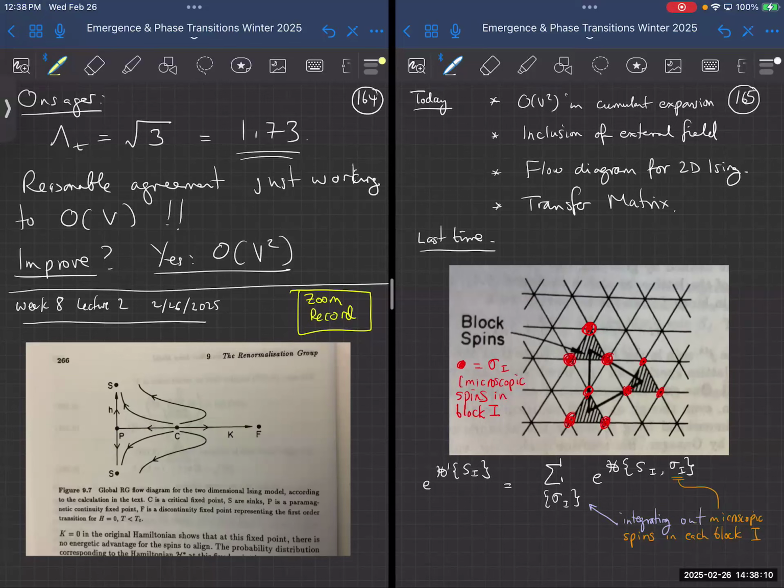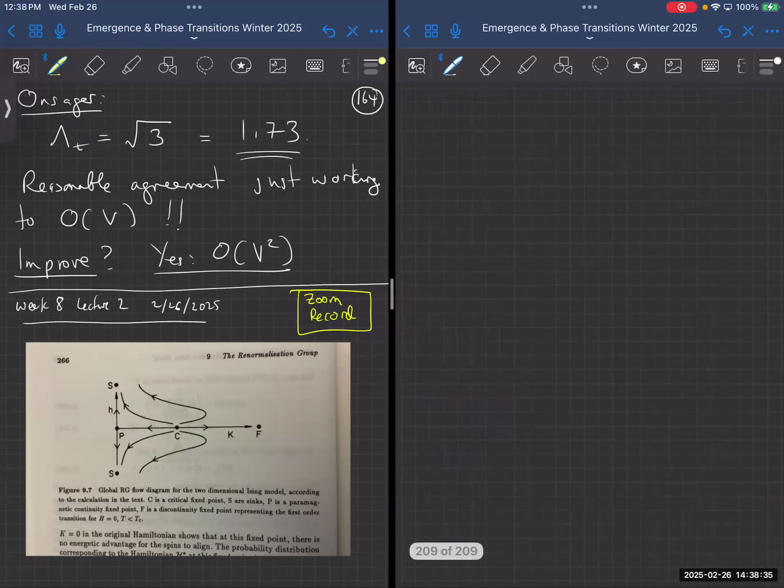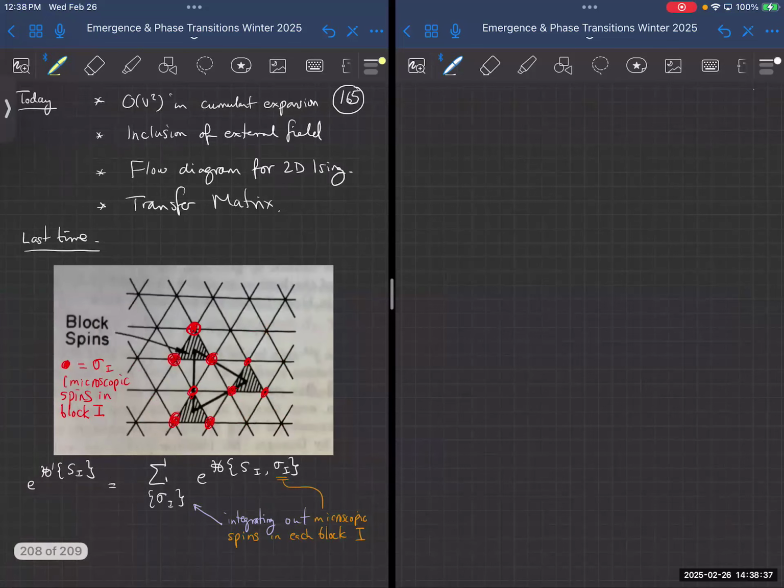And then we will look at the flow diagram that we've obtained. And I'll show you that the phases of the system are indeed the sinks of the renormalization group flow diagram. And lastly, I want to introduce to you the idea of the transfer matrix, which is something that you've seen in the homework in a kind of embryonic form. And I want to make that connection just a little bit more precise. Okay, so let's get to it.